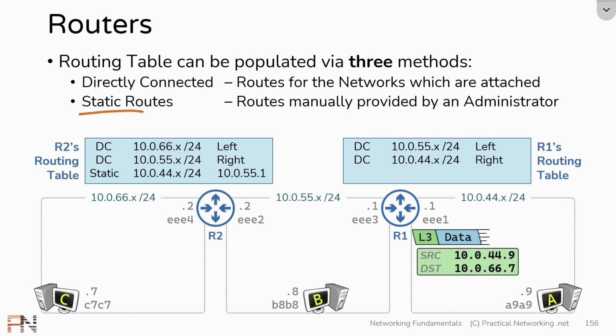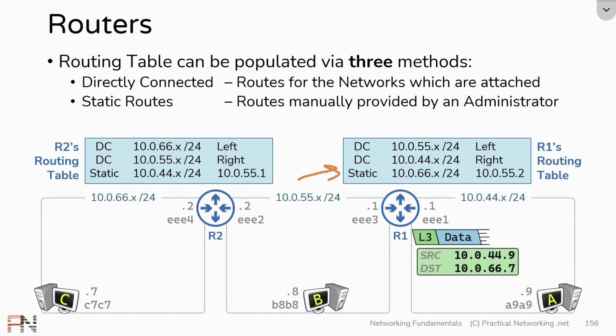But just like we use a static route to tell R2 about the 10.0.44 network, we can also use a static route to tell R1 about the 10.0.66 network. This static route would tell R1 that the 10.0.66 network can be reached by going to the 10.0.55.2 IP address, which is router 2's IP address.